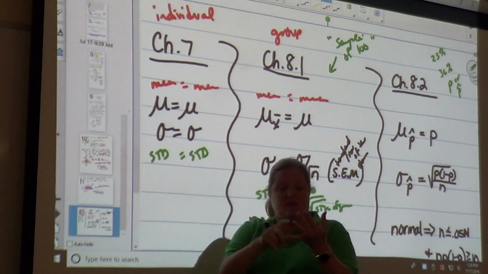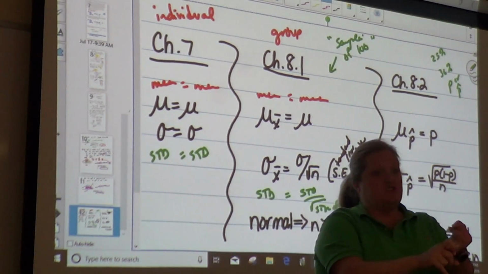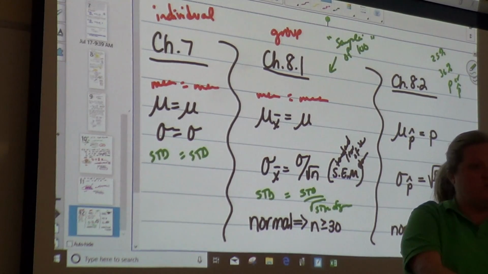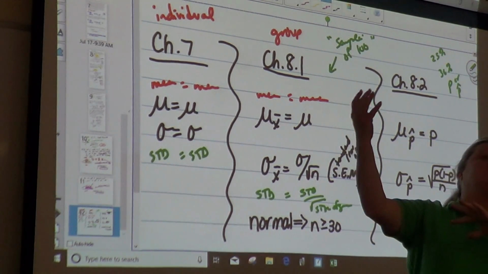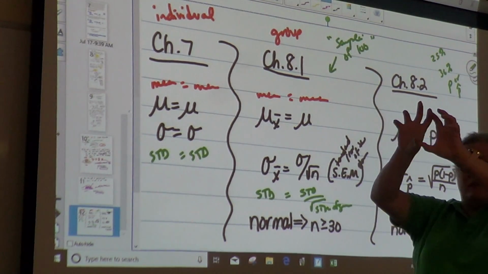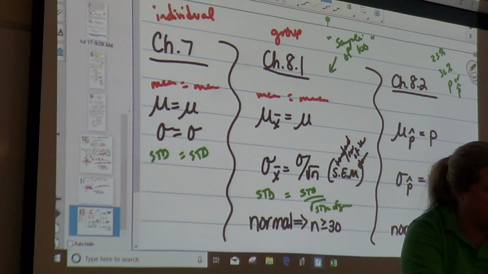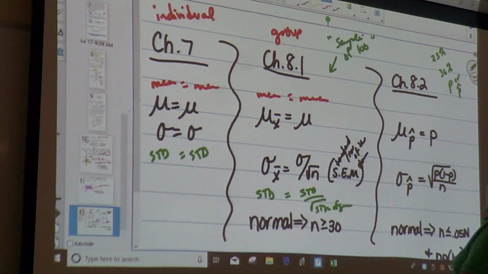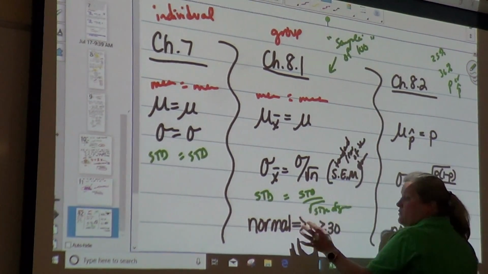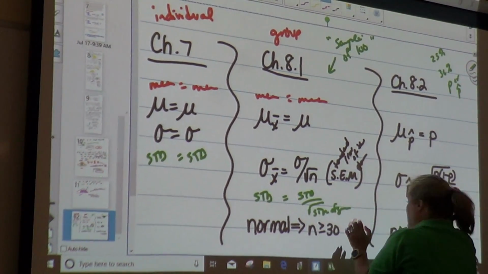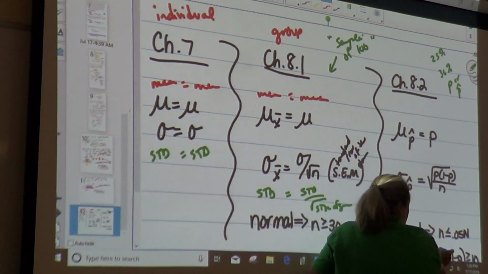And if it says find probability, that's telling you that you're finding the shade, which means you're gonna do a norm. If it gives you the probability, then you're gonna be finding the z-score, which means you're gonna be doing an inverse norm. If it's a sample, n's gotta be greater than or equal to 30. If it's a probability, you've gotta do both of these.